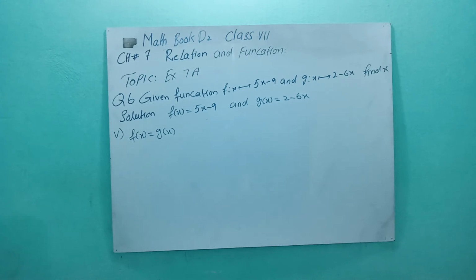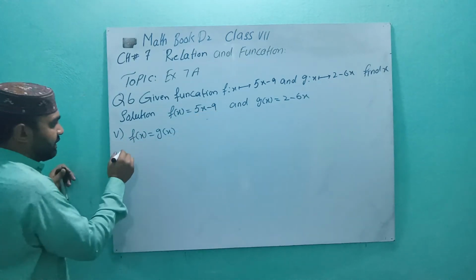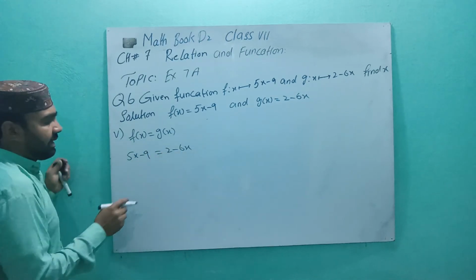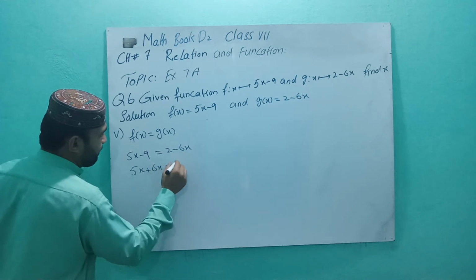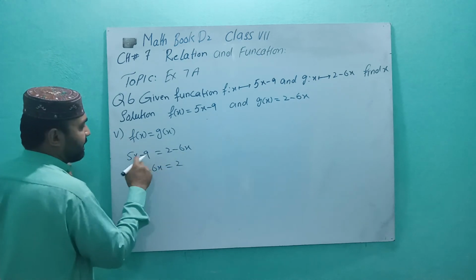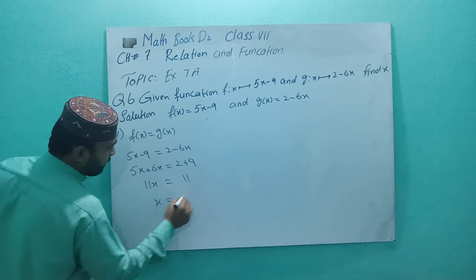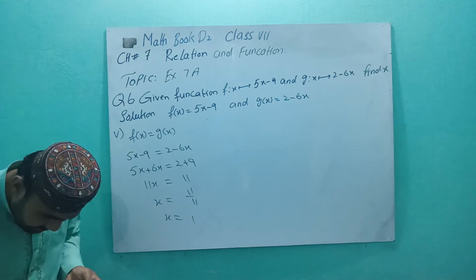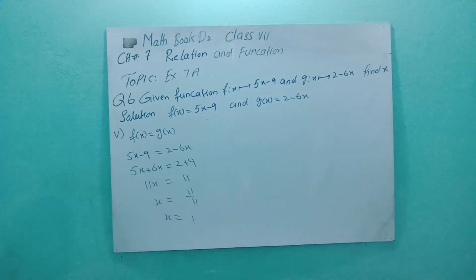In the fifth part, question number 5, both functions are equal. This function and this function both are equal. 5x minus 9 equal to 2 minus 6x. Then take the variable to one side, 5x, this is negative, other side plus 6x equal to 2, this is minus 9, other side is positive 9. 11x equal to 11. x equal to 11 over 11, x equal to 1.